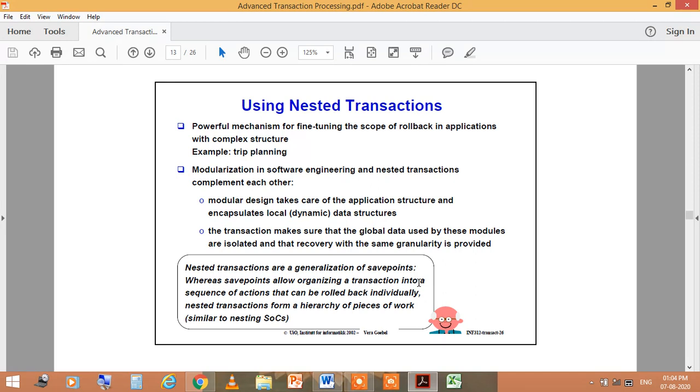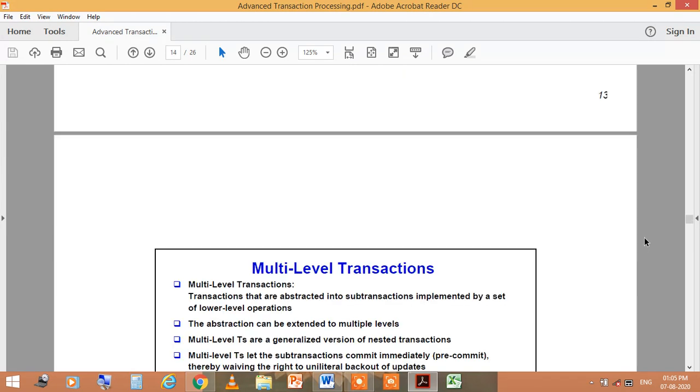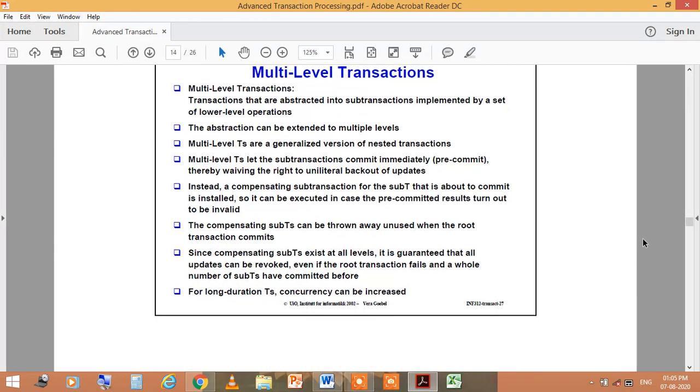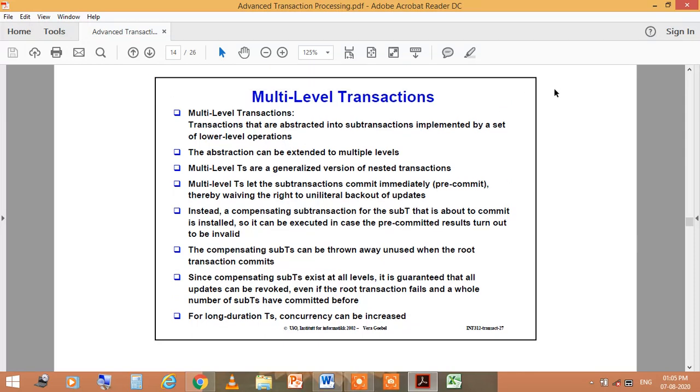Nested transactions are a generalization of save points, you can say, whereas save points allow organizing a transaction into a sequence of actions that can be rolled back individually. Nested transactions form a hierarchy of pieces of work, similar to nesting. Now the next is the multi-level transactions. I will discuss the multi-level transactions in the next session.